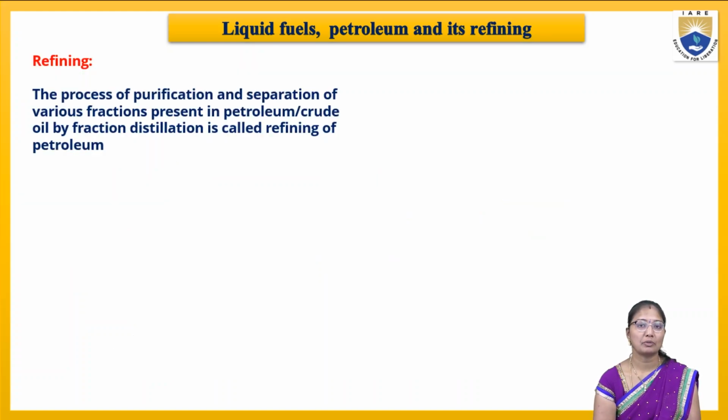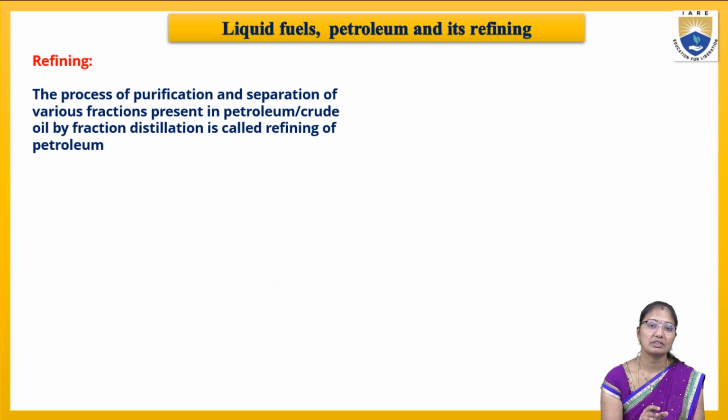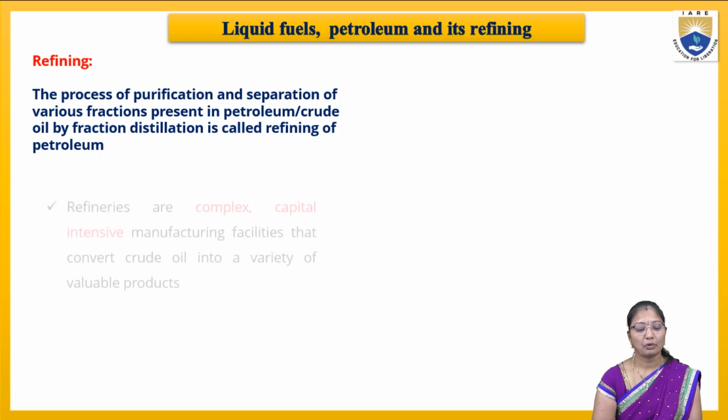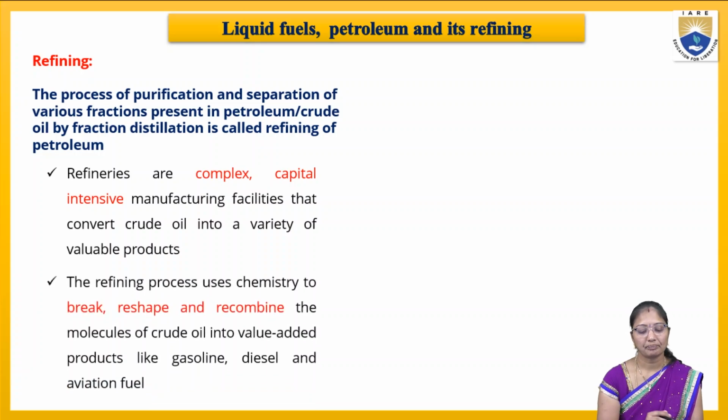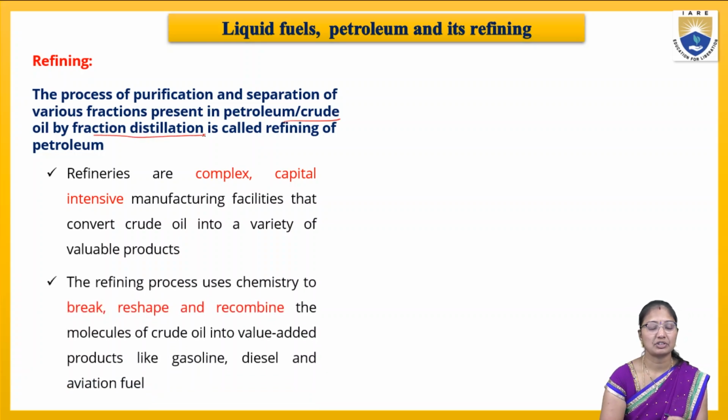As we know the crude petroleum composition, the types, and the hydrocarbon and non-hydrocarbon materials present in the crude oil, these impurities cause a problem because we cannot use it directly in industry, and the applications of petrol cannot be fulfilled because of these impurities. So it should undergo a purification process. The purification process is nothing but the refining process. The process of purification and separation of various fractions present in crude oil by fractional distillation is called the refining of petroleum.